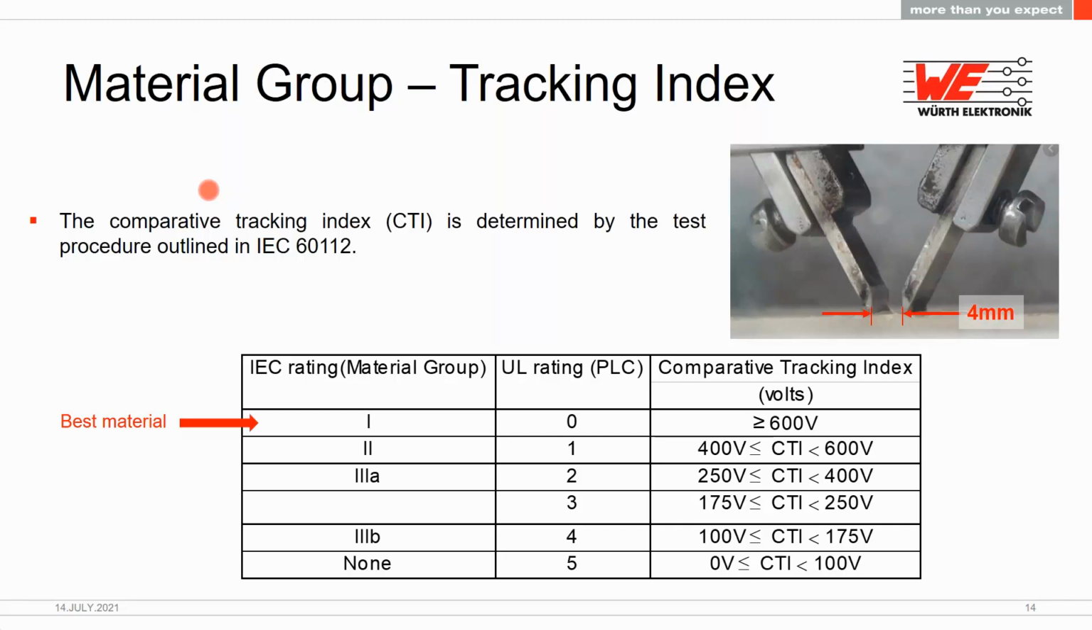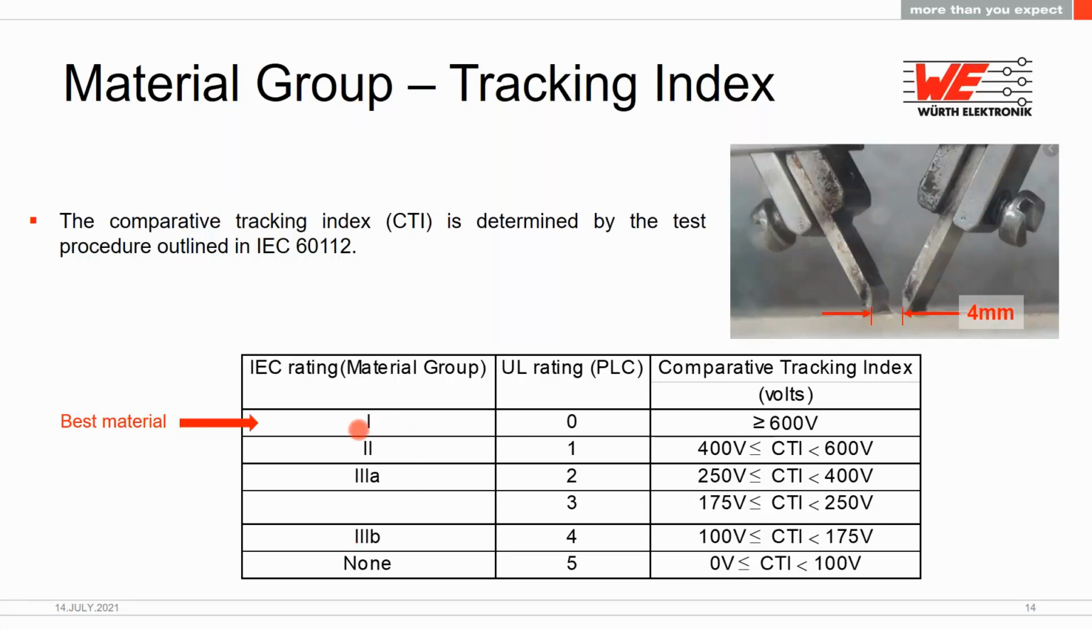Oftentimes, the voltage potential applied between the electrodes will gradually create a conductive leakage path across the insulating surface. This leakage path will form a carbonized track, and this is what leads to the eventual failure of the insulating material during testing. Materials are rated using Roman numerals 1 through 3, as shown here in the table.